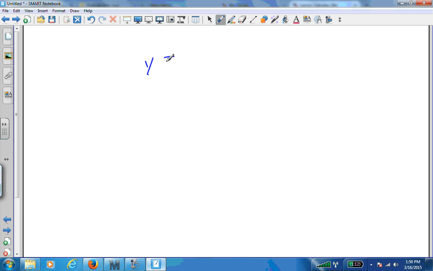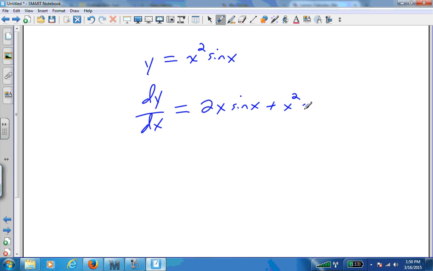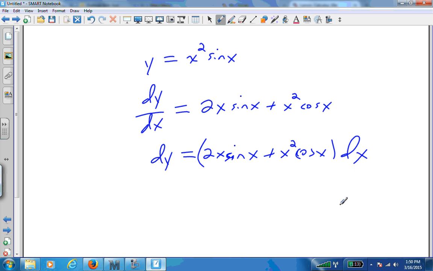Let's do one more. We have x squared sine x. Then take the derivative of both sides with respect to x, and we get dy over dx. We have to do the product rule here, so the derivative of the first term times the second plus the first times the derivative of the second. So if we want dy, 2x sine x plus x squared cosine x dx.